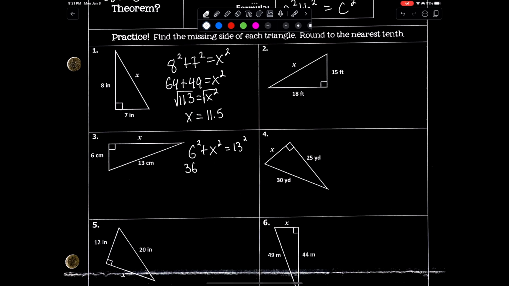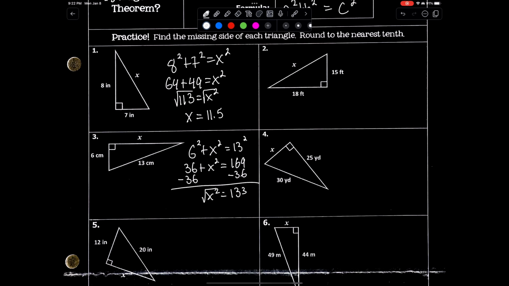6 squared is 36. X squared is x squared. We don't know what x is yet. And 13 squared is, I believe, 169. I am going to double check that. There you go, 169. And then you solve. Subtract this 36 from both sides. Get everything away from that x squared. And then you've got x squared is equal to, 133?